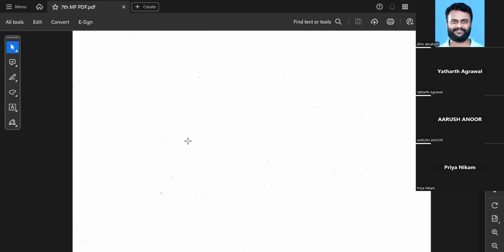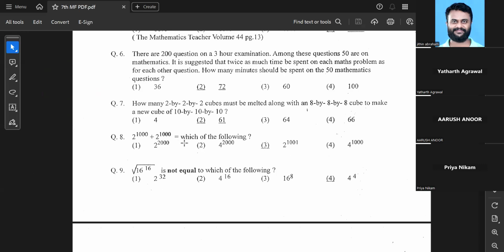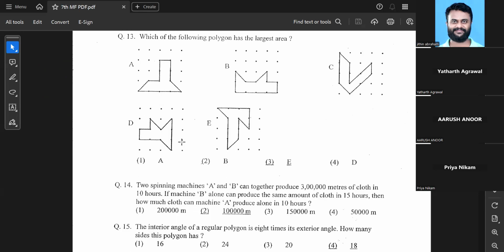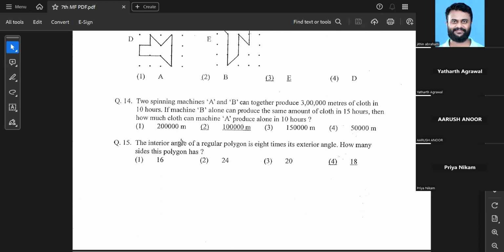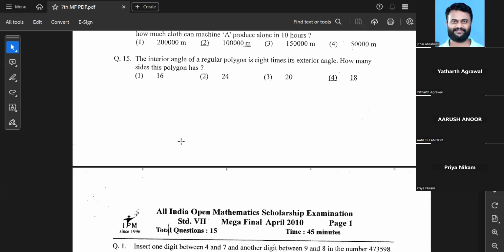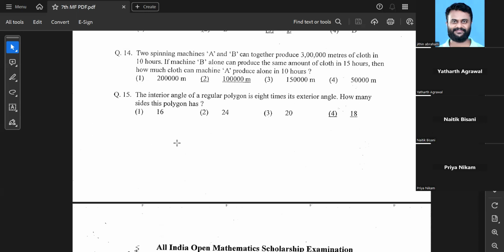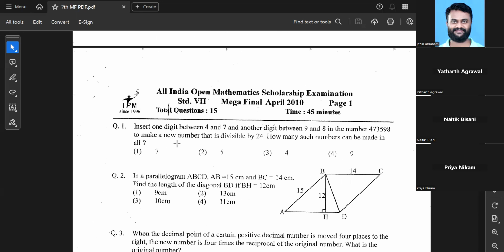Okay, so proceeding further, 2008 is done, 9. In 9, I was almost towards the end. Sir, I have a doubt. In question one, 2010: Insert one digit between 4 and 7 and another digit between 9 and 8 in the number to make a new number that is divisible by 24. How many such numbers can be made in all?